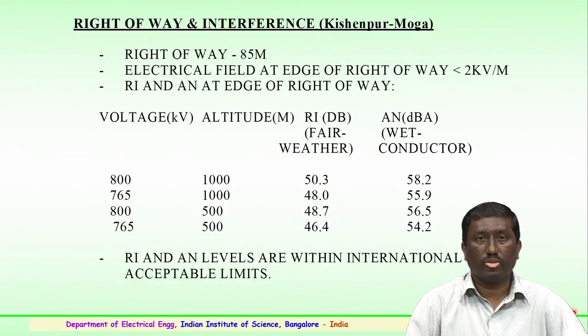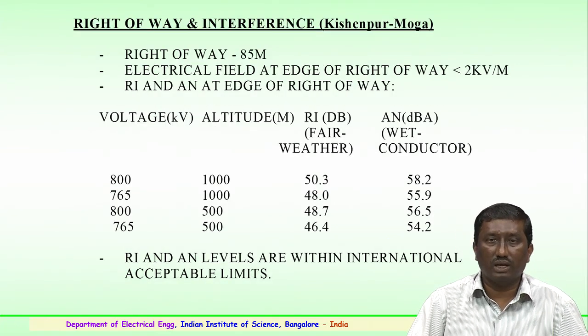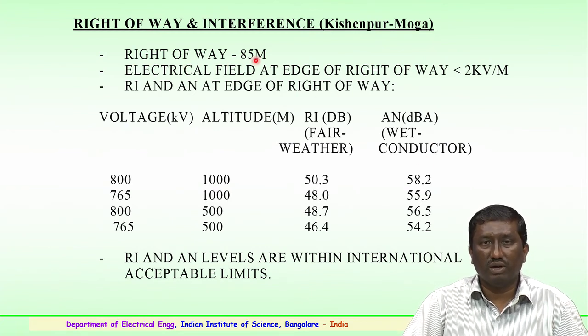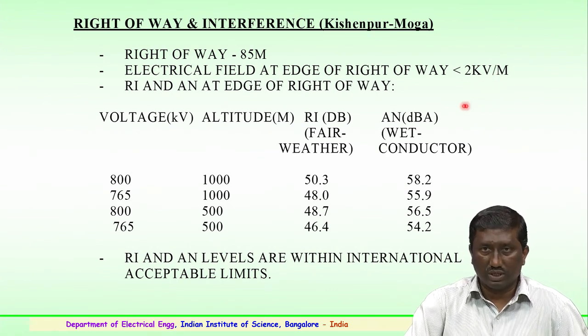So, the right of way for the project, as earlier shown and how it is estimated, was 85 meters, and the electric field at the edge of the right of way was less than 2 kilovolts per meter. The specified limit is 10 kilovolts per meter as per the estimate, so it was less than 2 kilovolts per meter.